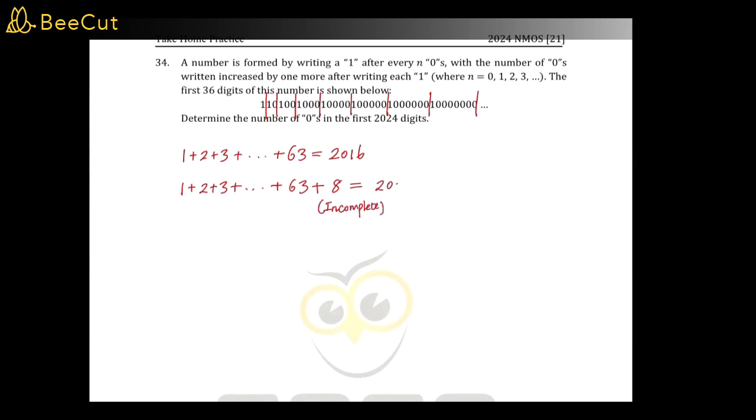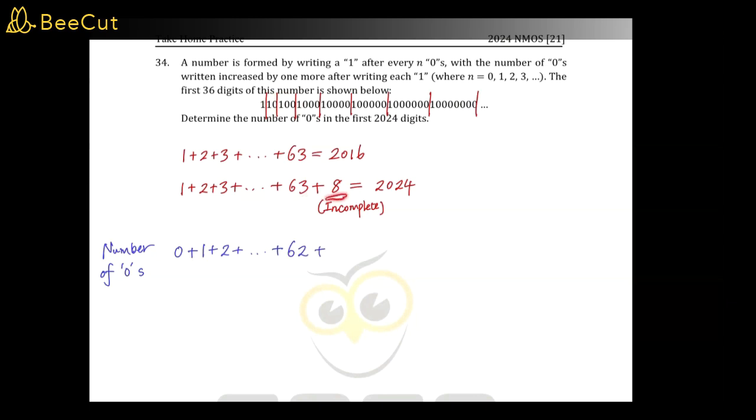Okay, so now total is 2024. This is for the total number of digits. They're asking the number of zeros. So try the first group, there's no 0. It's just 0. Second group, there's 1 0. Out of the 2 digits, there's 1 0. In the third group, 3 digits, there are 2 zeros. So number of 0 is one less than the group number. So for group 63, there are 62 zeros.